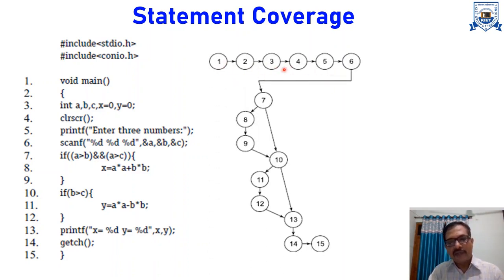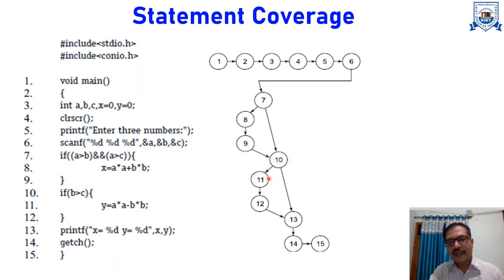So 1, 2, 3, 4, 5, 6, that goes sequentially, no issues there. Come to line number 7. So a equals 9, b equals 8 and c equals 7. Yes, a is greater than b, condition true, and a is greater than c, yes, condition true. So after executing this line, I am moving towards this. Line number 8 gets executed, then line number 9, then come to line number 10. Again, b is greater than c, yes, b is 8, c is 7. So this is true, and I am moving in the true direction.